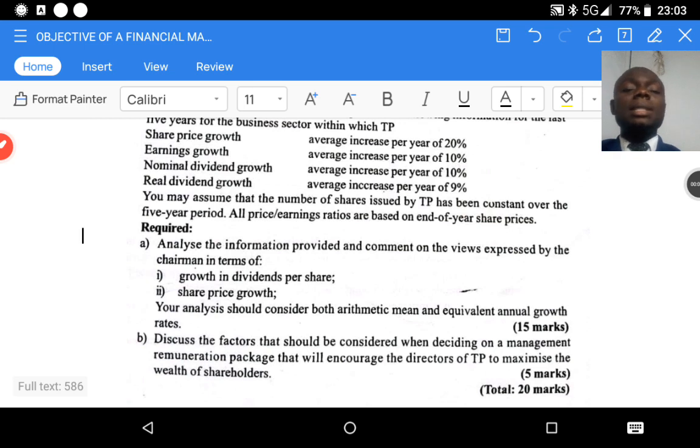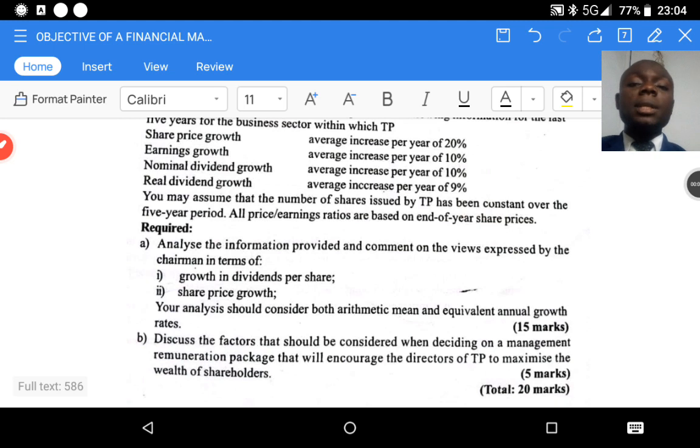Now, what is arithmetic mean? Arithmetic mean is the addition of all the growth in dividend per share, divided by the number of growths. That is just the arithmetic mean.